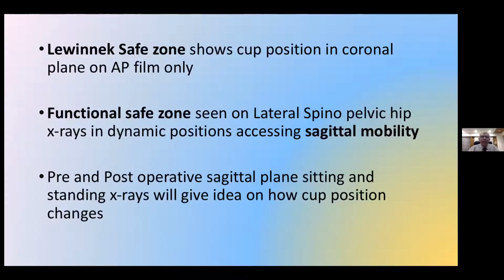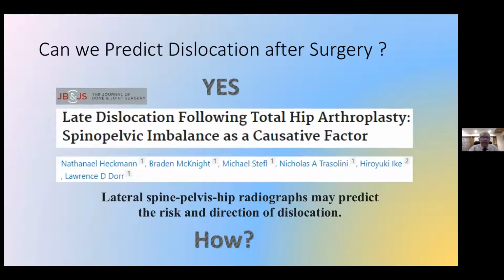So the Lewinnek safe zone cup position was in the coronal, AP plane, in the AP film. Functional safe zone says to take lateral spinopelvic hip X-rays in dynamic position and assess the sagittal mobility, which is a very important thing. You cannot compare this with the coronal plane. Pre and post-operative sagittal plane sitting and standing X-rays will give an idea of how cup position changes.